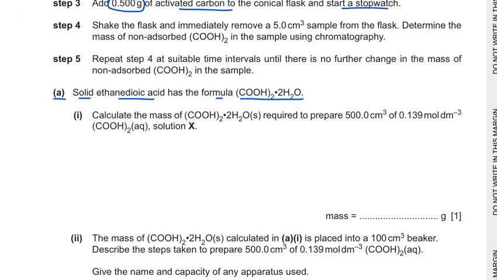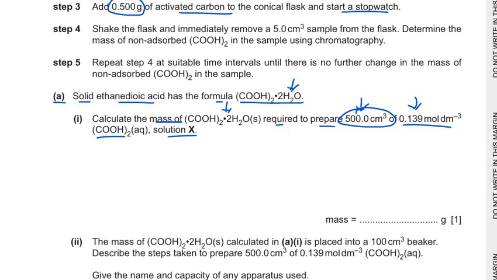So here is the whole process, where sub-question 1a says solid ethanedioic acid has the formula given here, which is a hydrated compound. Now calculate the mass of this compound required to prepare 500 cm³ of 0.139 mol per dm³ solution X, that is ethanedioic acid solution X. Here is the concentration given, here is the volume given, and we need to find the mass.